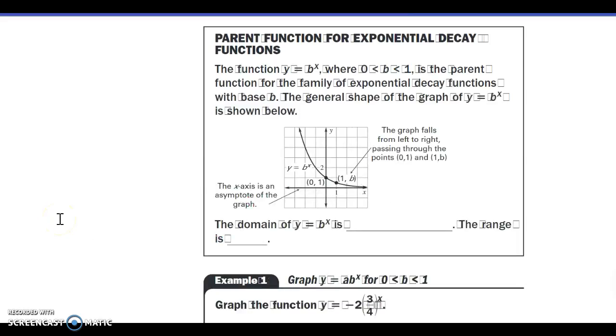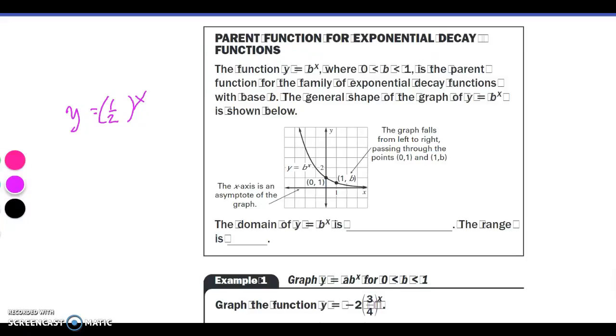Okay, so here we see the parent function for exponential decay, and it's still y equals b to the x. It's just that we're looking now where b is a fraction. And the usual fraction that we use for the parent function is 1/2, which is exactly what is graphed here. So we're actually looking at y equals (1/2) to the x power. And notice that 1/2 appears in parentheses, because if we didn't put it in parentheses, the exponent would not go with the 1 and the 2, and it needs to.